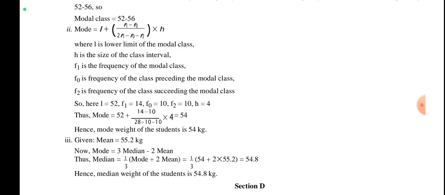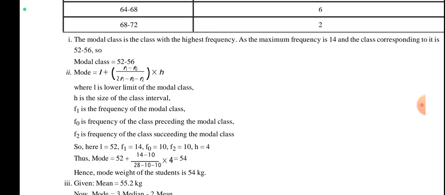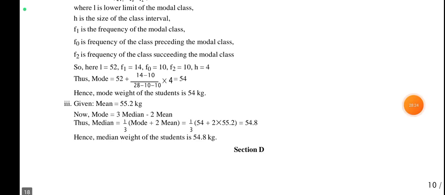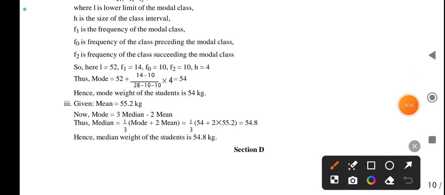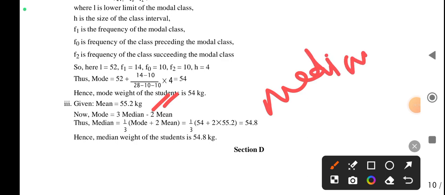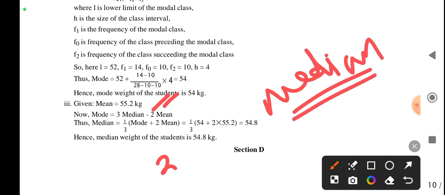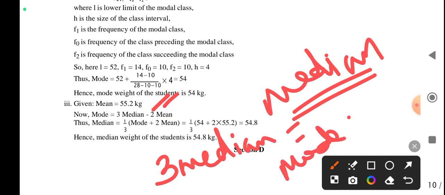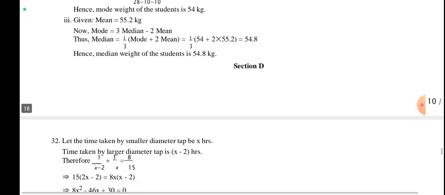Once I got the mode, they have given you the mean value also. We found the mode, the mean is given, and they are asking for the median. Kindly use the empirical relationship formula: 3 median equals mode plus 2 mean, or mode equals 3 median minus 2 mean. Both are the same transposition.